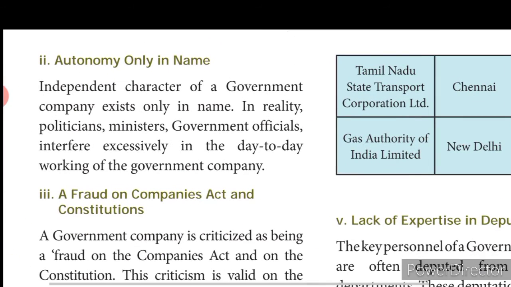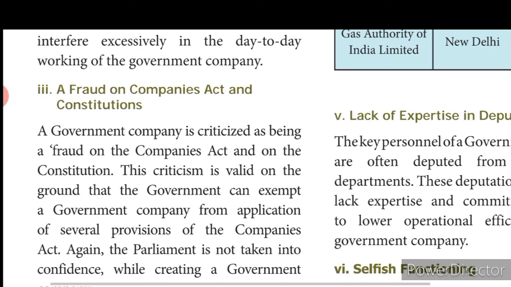Okay, autonomy only in name. What is that? Independent character of a government company exists only in name. So in reality, the politicians, ministers, government officials interfere excessively in the day-to-day working of the government company. Whatever it is, the employees are not government employees, but still interference of so many people will be there in autonomy and in day-to-day work, and so many people will be disturbing every day. That will be there.